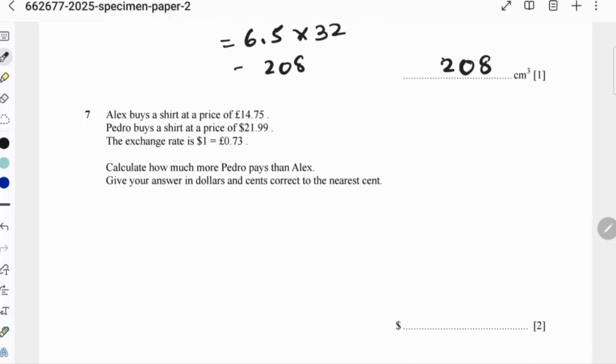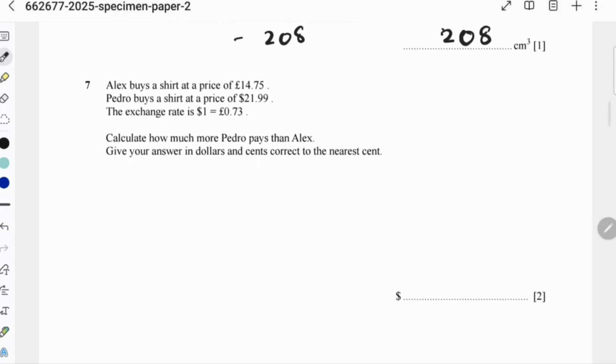The next question, question 7. Alex buys a shirt at a price of 14.75. Pedro buys a shirt at a price of 21.99. The exchange rate is given, which is $1 is 0.73 pounds. Calculate how much more Pedro pays than Alex. Give your answer in dollars and cents correct to the nearest cent. So first of all, we copy down the exchange rate given in the question: $1 is equal to 0.73 pounds.